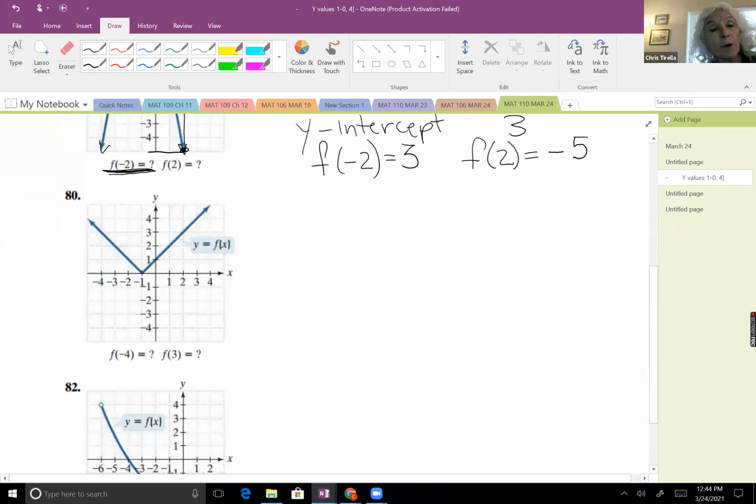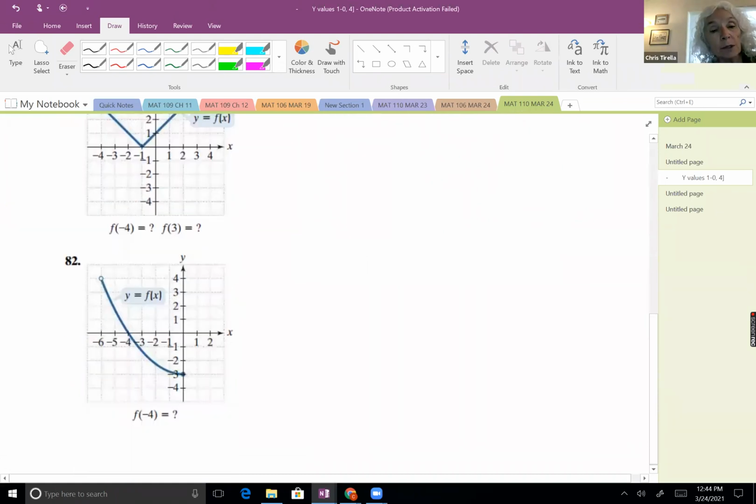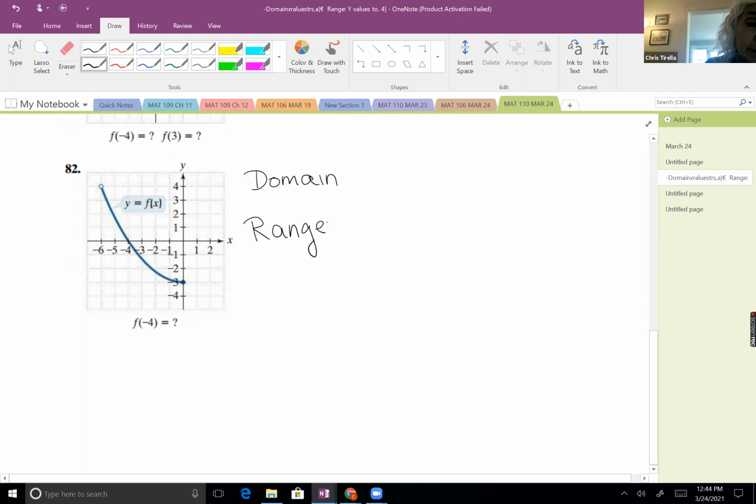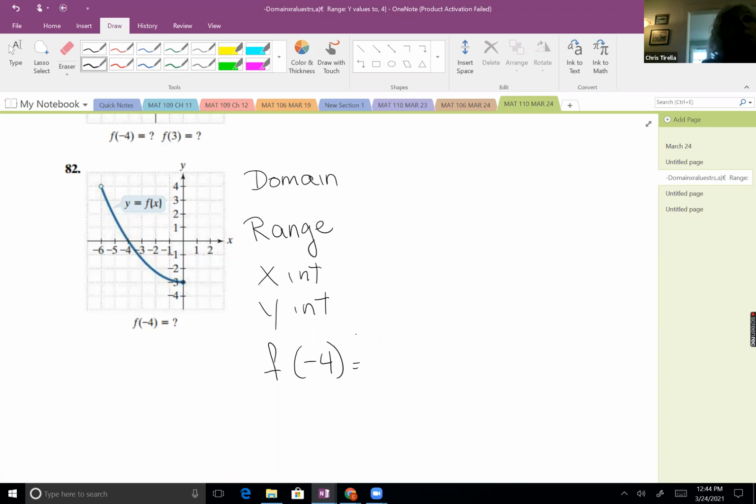I think 80 is very much like the first one that we looked at. So I'm going to go down to 82. For 82, we need the domain, the range, the x-intercepts, the y-intercepts. In this one, we just want f of -4. I'm going to shut up for a minute and ask you folks to try this one, and then we'll go over. And if you need, we can look at some more from the homework too.